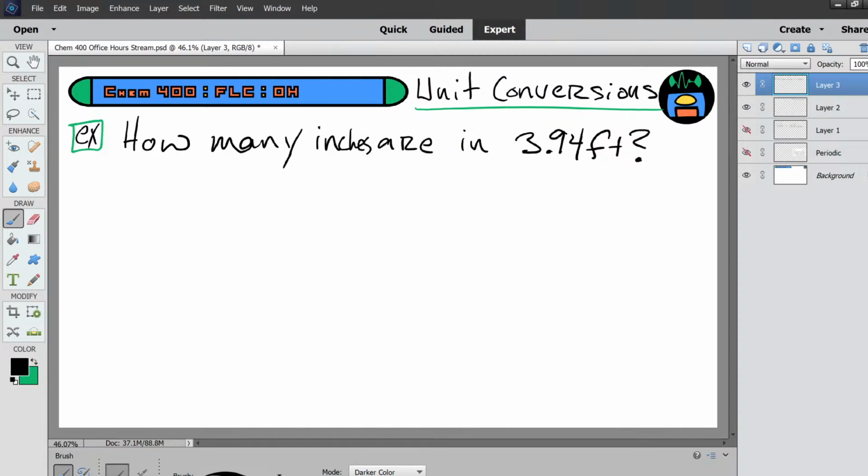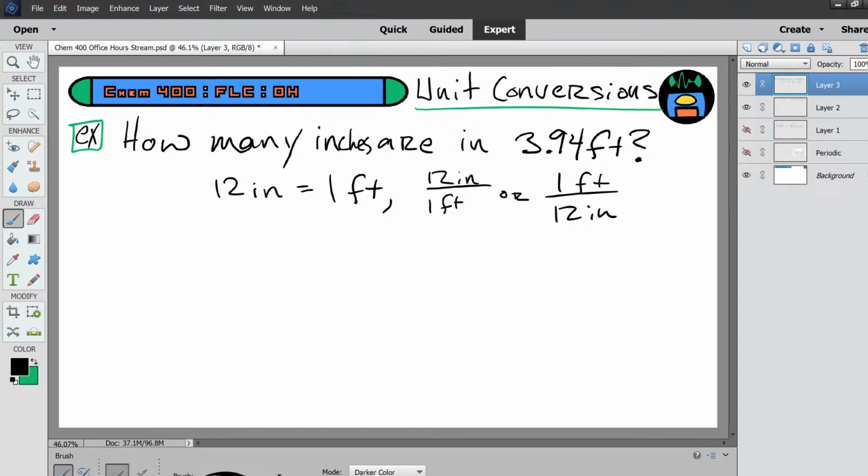To solve this problem, we need to know the relationship, the ratio between inches and feet, right? And the ratio is there are 12 inches in 1 foot, all right? And that equivalence allows us to write two ratios. We can write this as 12 inches per 1 foot, or we can write it as 1 foot per 12 inches, and both of these are equally true. We can use either when we're solving problems.